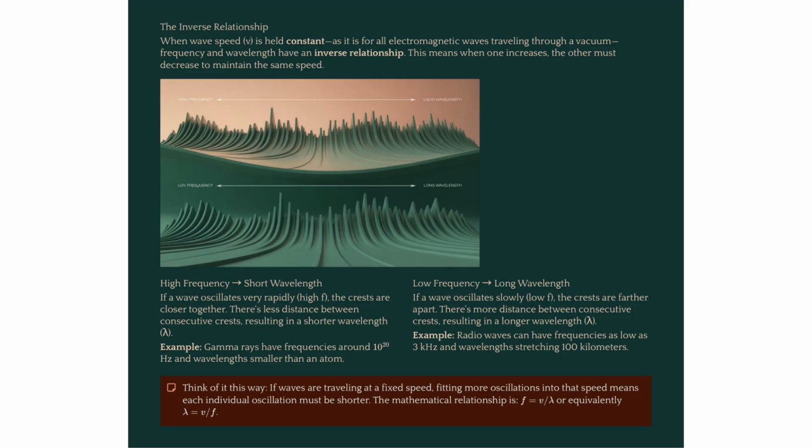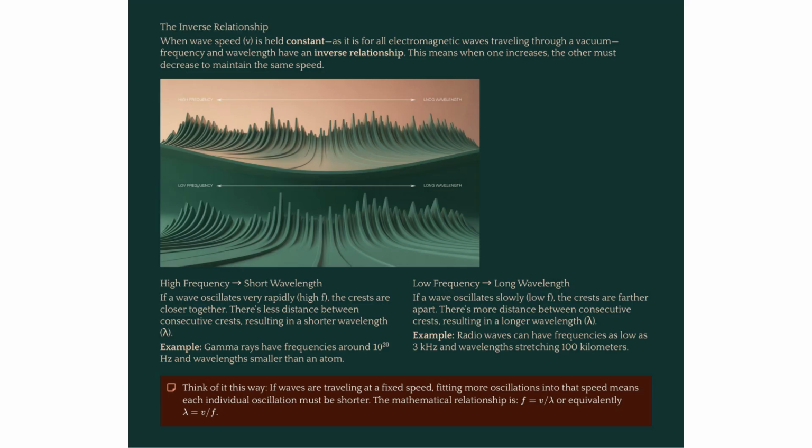The wave speed equation reveals a crucial relationship. If the speed v of a wave is constant, which is often the case in a uniform medium, then there must be an inverse relationship between frequency and wavelength. Think of it like a seesaw. If you increase the frequency, the wavelength has to decrease to keep the speed balanced.